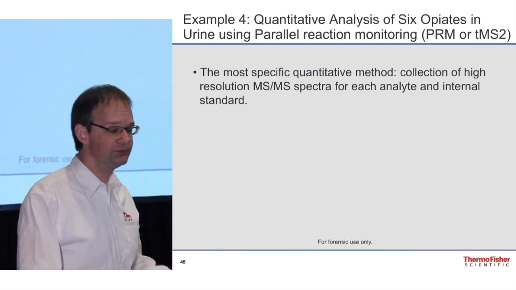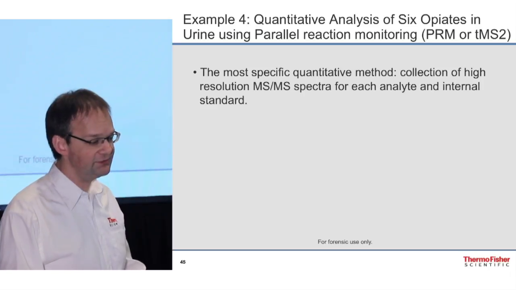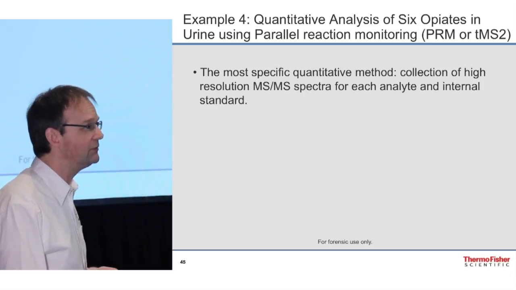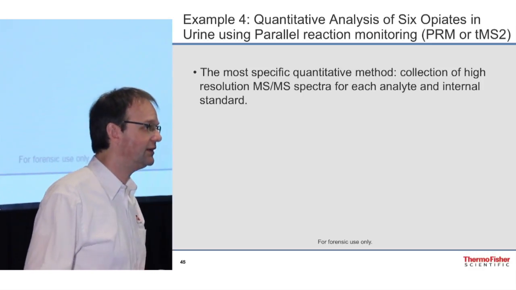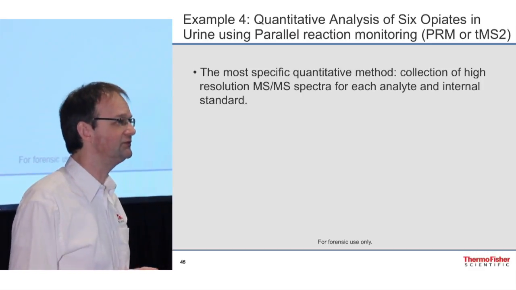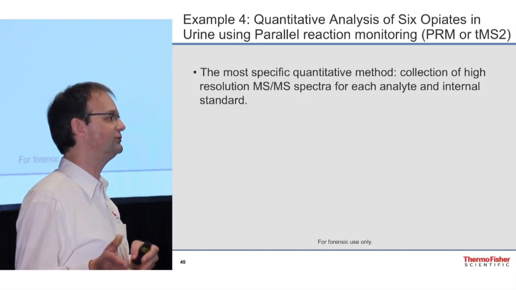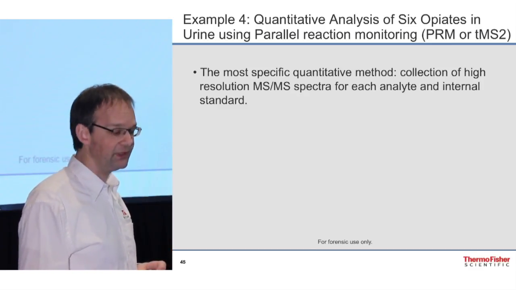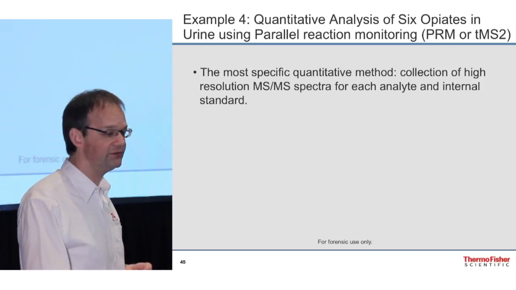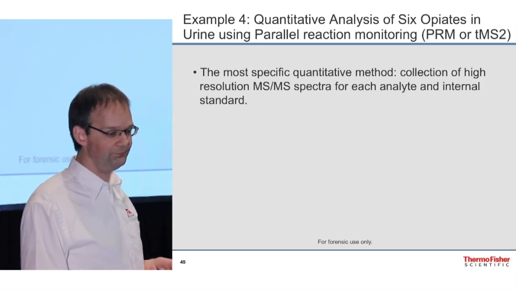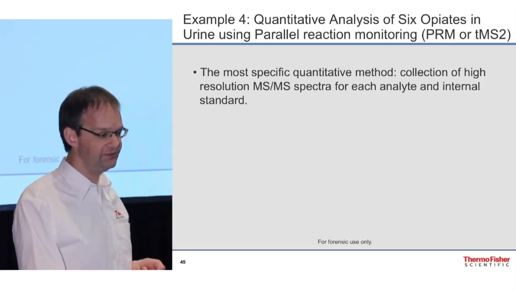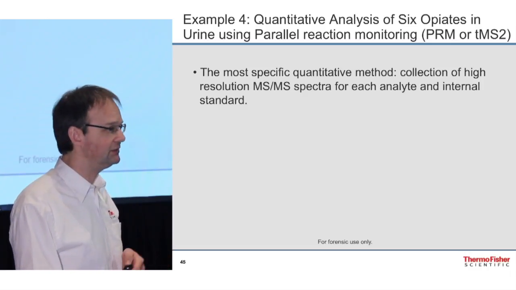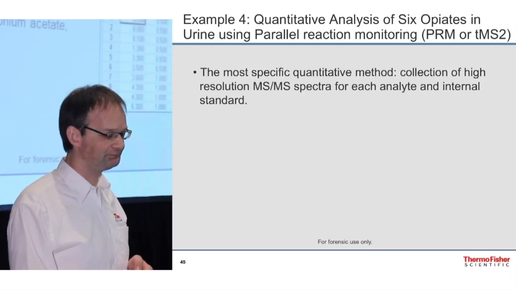Okay, what we can do as well is quantitative analysis of opiates in urine. In this case, we are using the PRM mode. So this is a targeted MS2 mode. We have an inclusion list with the precursors. All precursors will be fragmented. All the quantitative, qualitative processing in the end, of course, works on the fragment side. So it should be the most specific method, collection of high-resolution MS spectra for each analyte and the internal standards.